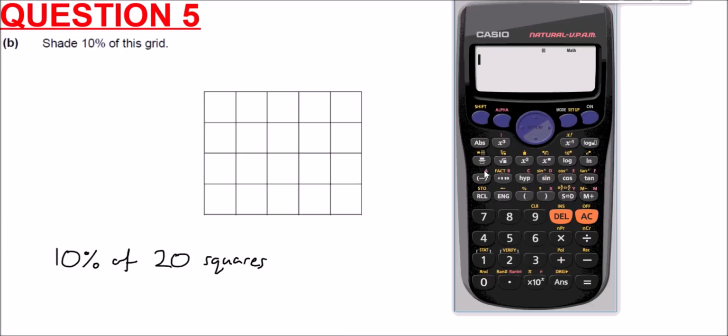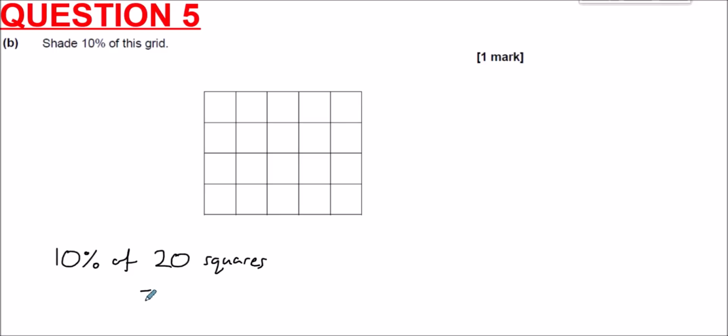And so because we want to work out 10% of this, we need to shade in 10% of 20 squares. So again with a calculator, percentage always means out of 100, and so 10% we can think of as 10 out of 100. So 10% of 20 means just 2 squares, and so the only number of squares we need to colour in here is 2 squares.